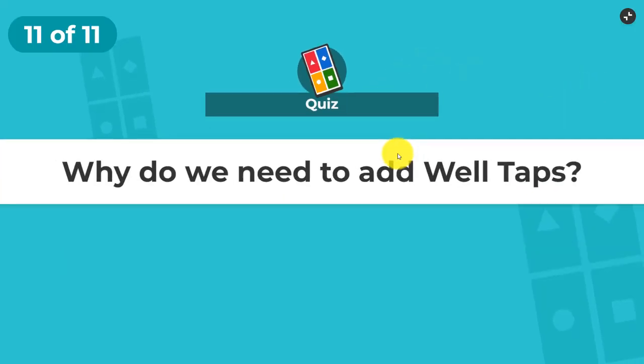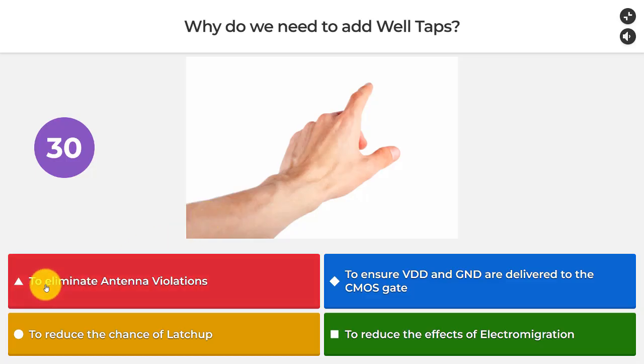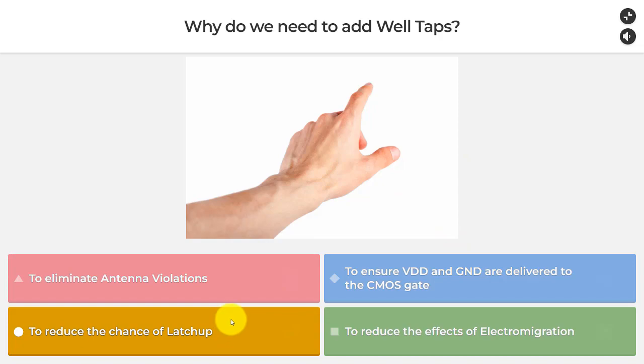So coming to our last question over here, why do we need to add well taps? The answers are to eliminate antenna violations, to ensure VDD and ground are delivered to the CMOS gate, to reduce the chance of latch-up, or to reduce the effects of electromigration. So what do we use well taps for? And the answer is to reduce the chance of latch-up.